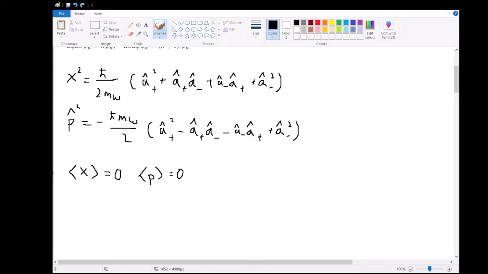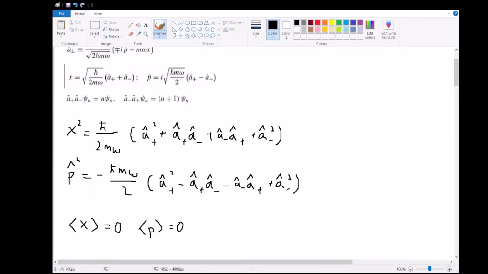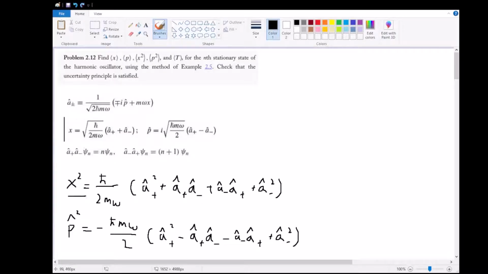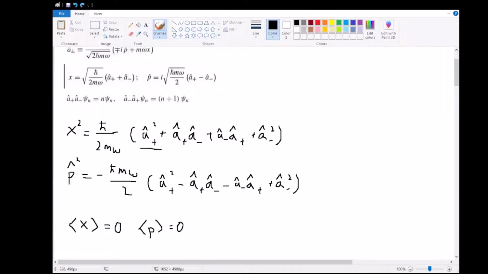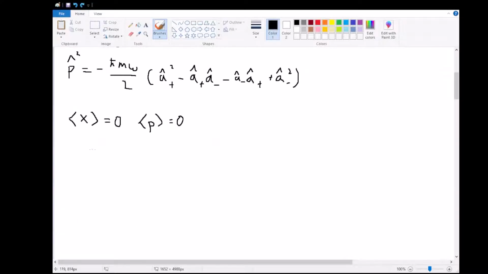Okay, now that we know that the expectation values of x and p are both equal to 0 respectively, we can do the same thing with x squared and p squared. And hopefully you immediately see a pattern here, because we have a hat plus squared and a hat minus squared in both x squared and p squared, and these components of the integrals will also go to 0 respectively, because we're going to be dealing with an integral from negative infinity to infinity of psi n multiplied by either psi n plus 2 or psi n minus 2 for the a hat plus and a hat minus case respectively.